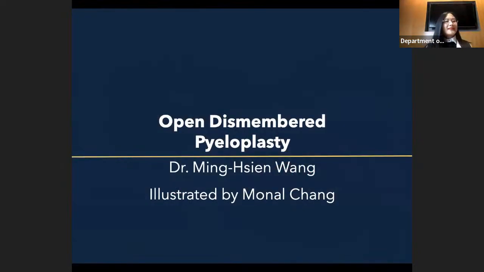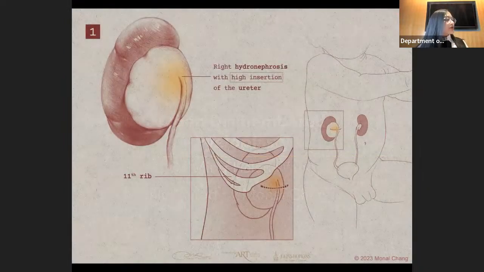Okay, moving on to my second surgery. My second surgery is a dismembered open pyeloplasty performed by Dr. Mingxian Wang. The infant suffered from severe hydronephrosis due to adhesion, obstruction, and a high insertion of the ureter. The patient was placed in an oblique supine position, and then an extraperitoneal flank incision, meaning the peritoneum was left intact, was made, guided by the location of the 11th rib.